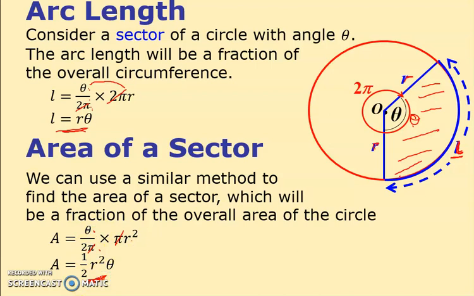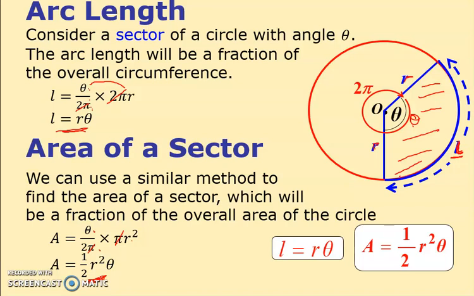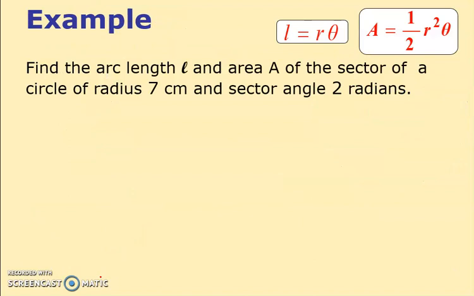These are the two formulas that we are meant to know off by heart. So those two formulas, make sure you write them down, and we're going to do some questions on them now. So first of all, find the arc length L and the area A of a sector of a circle of radius 7. It says it's a sector, I'm going to draw the same picture every time. I don't really care how big it is, what the angle is. It says the angle is 2 radians, and it's 7 centimetres there.